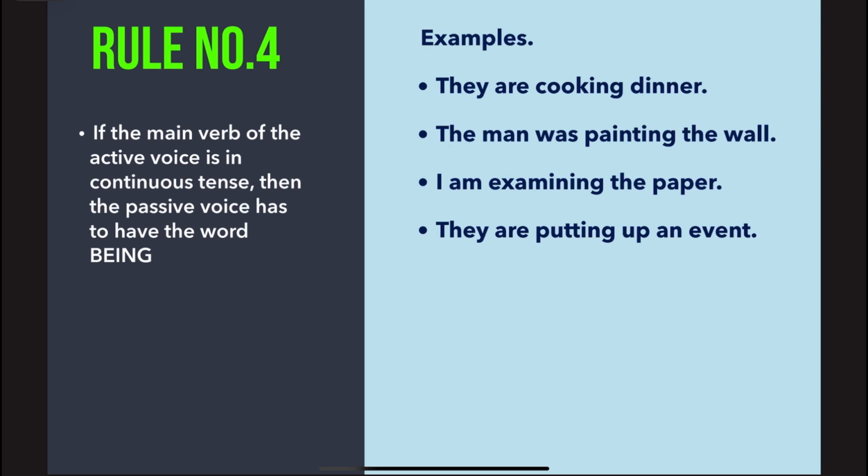I'm going to do a worksheet with you guys, okay? So if there is any confusion, you can write in the comment if you haven't understood a particular rule. I will give you more examples and you can get very good at this topic. The man was painting the wall. Subject, was painting, continuous verb. What was he painting? The wall. The man was painting what? The wall. The wall was being painted by the man.